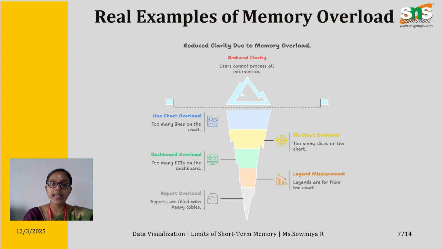Let's see real examples of memory overload. A pie chart with 12 slices quickly becomes impossible to read. A dashboard showing 20 KPIs on one screen is more overwhelming than helpful. A line chart comparing 15 products creates a tangled, unreadable mess. Dashboards with long legends force users to look back and forth, straining the memory. These examples show that when we ignore memory limits, we create visuals that frustrate rather than help.